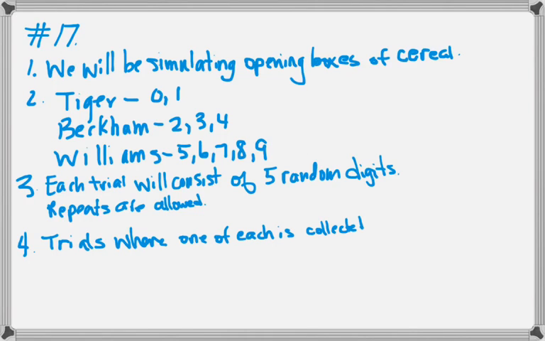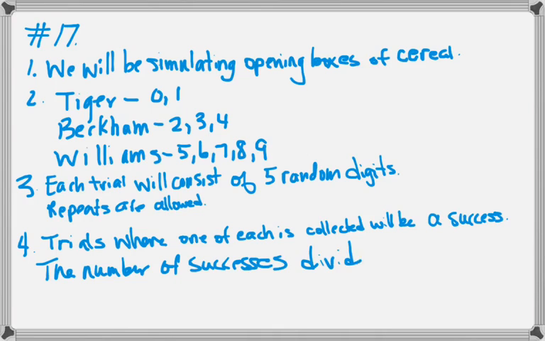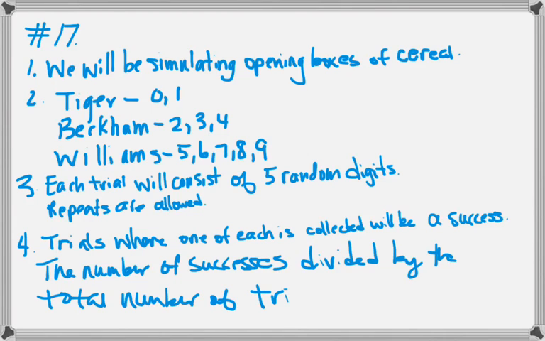Number 4, we wanted to summarize the probability, how the simulation is going to work out. What am I looking to collect, and what am I going to be counting? The trials where you get each one of the cards will be considered a success. What we want to do is count how many times we have a successful run and divide that by the total number of trials that we ran. In this case, it'll be divided by 20.